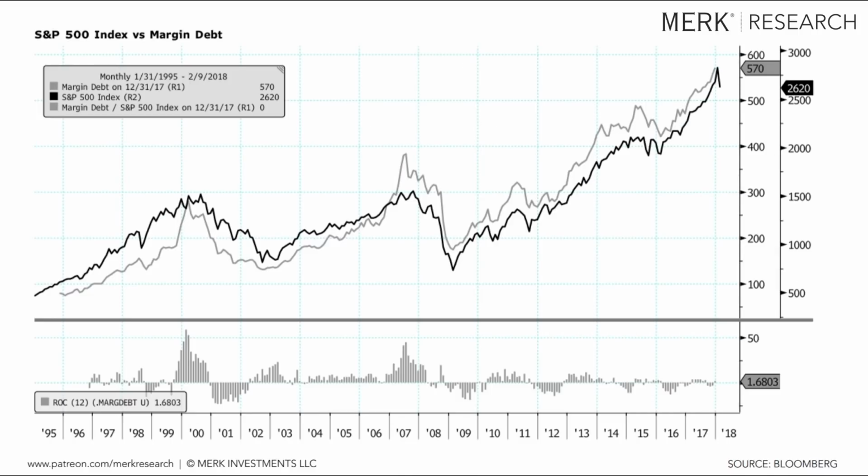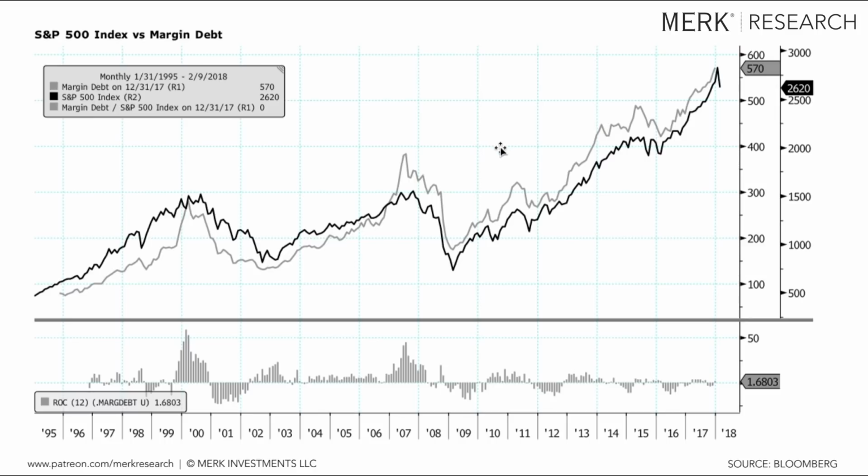All right, let me turn now to a chart that I didn't show last time, so let me introduce it here. This chart shows margin debt, which is the gray line, and the S&P 500 index, the black line, in the top panel. In the bottom panel, it shows the ratio of margin debt to the S&P 500 in terms of its year-over-year rate of change. While margin debt has risen over the past few years and in general during this bull market, it has not risen relative to the market.